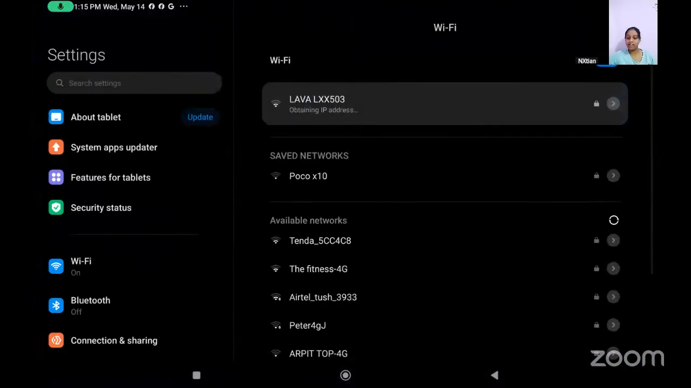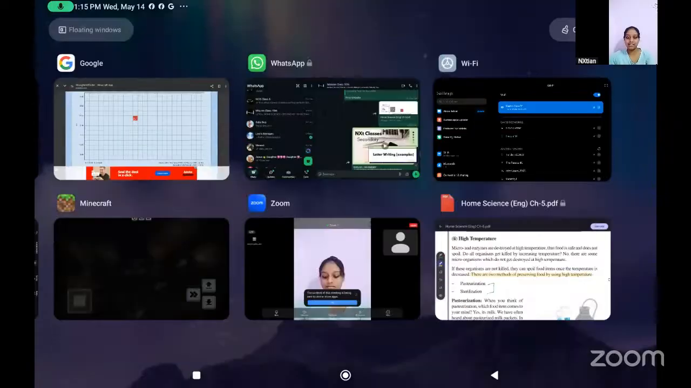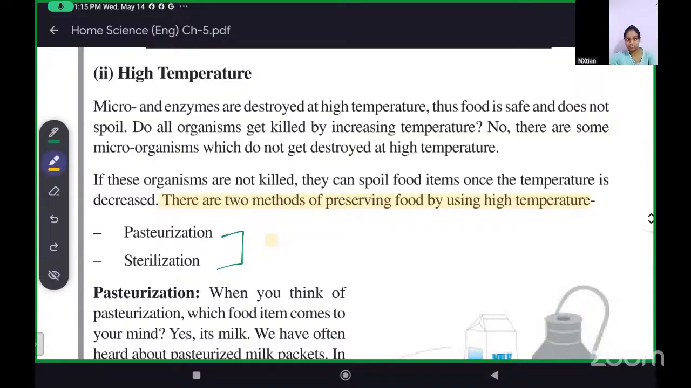Can't hear you. Are you all able to see my screen? Yep. Yes.